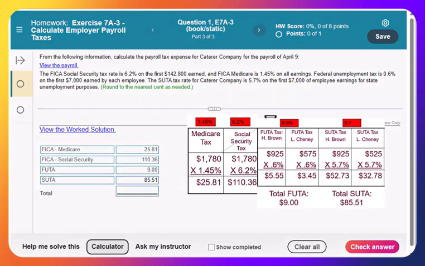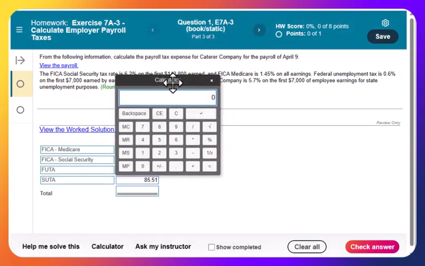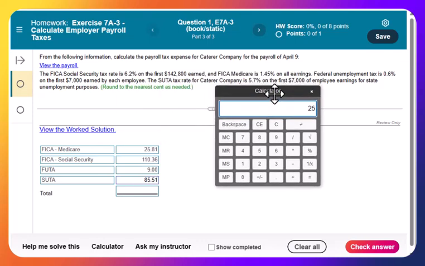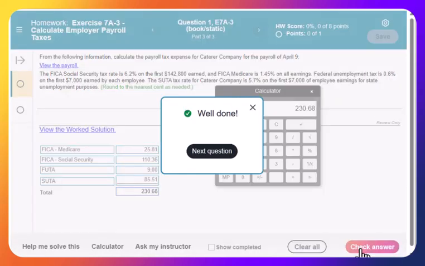And let's go ahead and add those through, for 230.68 total. Then we can go ahead and check our answer. Well done.